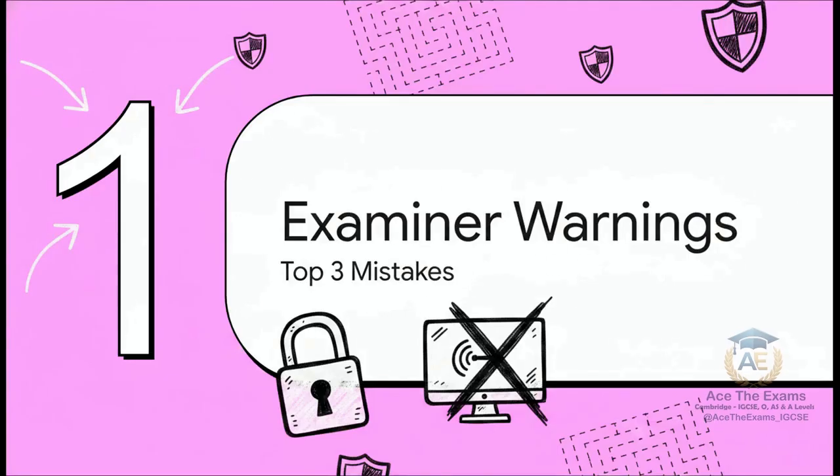Okay, let's move right into our first section, top 3 examiner warnings. We are going straight to the source, the principal examiner reports, to understand exactly what is going wrong. To beat the exam, you need to know how the examiner thinks when they have their red pen in hand. And we are going to introduce you to the PEEL framework, Point, Evidence, Explanation, Link, which is the ultimate antidote to these common examiner warnings.